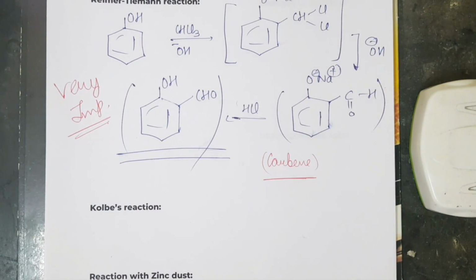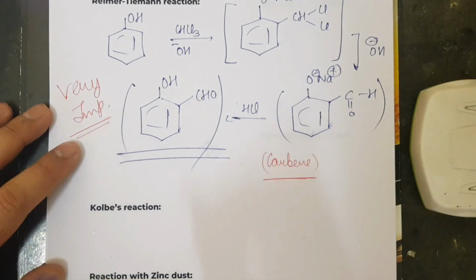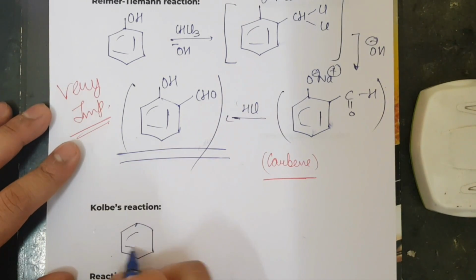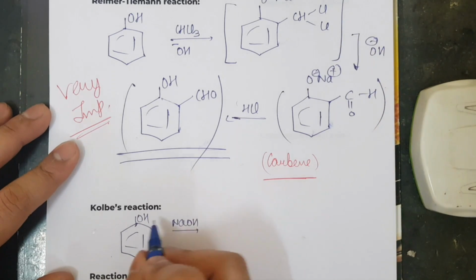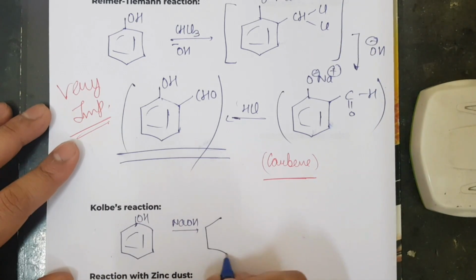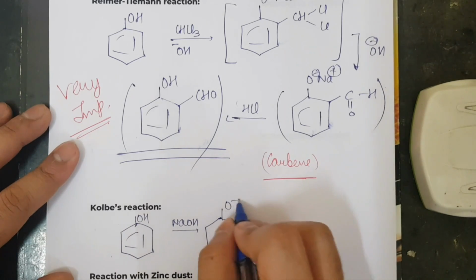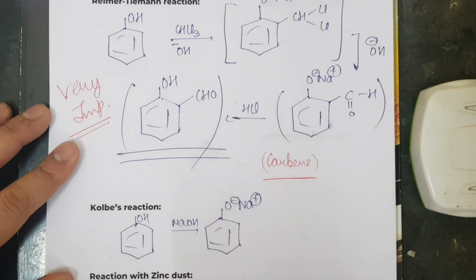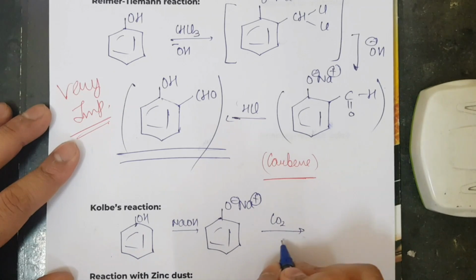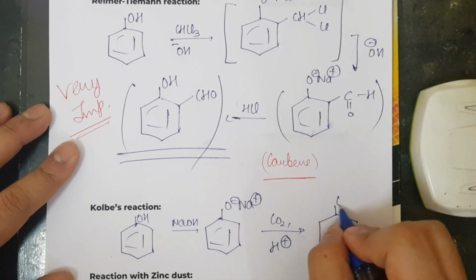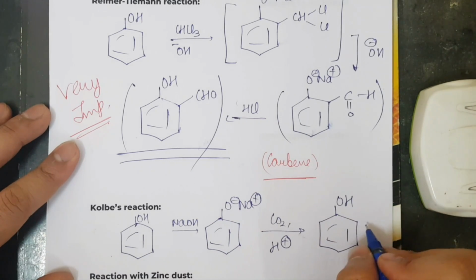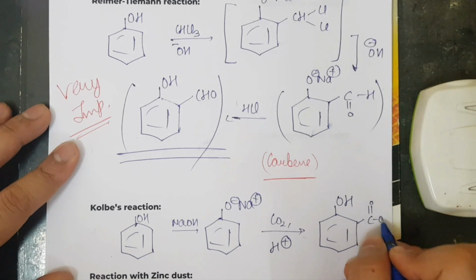Now we have the Kolbe reaction. What happens in the Kolbe reaction? We take phenol, which has been given to you. We take NaOH. What will NaOH do? Once again, H plus will be extracted, giving the formation of O minus Na plus. Now we take CO2 in acidic medium. It gives the formation of OH here, and from here we'll get the formation of the acid.